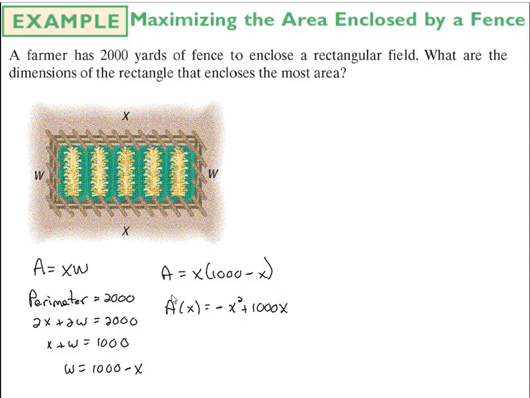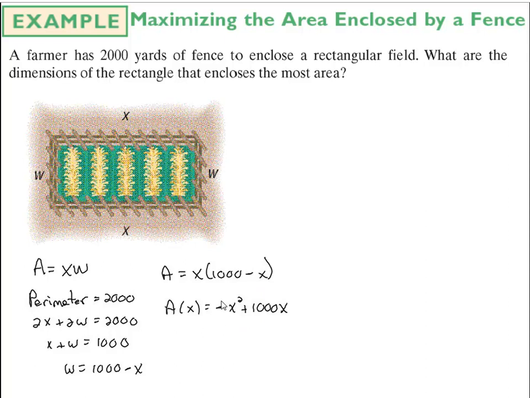So I have my area as a function of x. I decided to go ahead and use function notation here. I said A of x. That's like my f of x notation. So here's my quadratic function. Area is a function of the dimension of length. So now I just need to find the vertex of this parabola, and there's my maximum value.